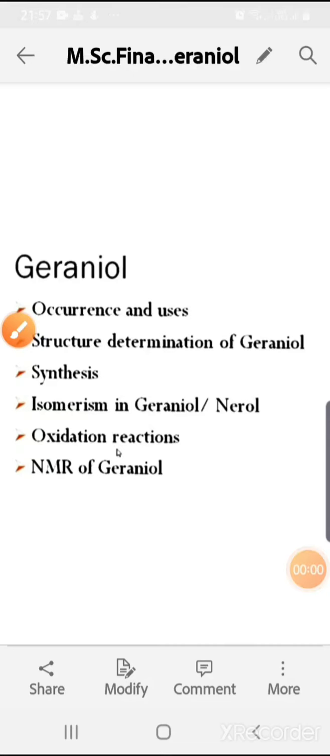Welcome to the third lecture of terpenes and terpenoids. Today we will discuss the chemistry of geraniol. We will touch on the occurrence and uses, structure determination of geraniol, synthesis, isomerism in geraniol, oxidation reactions, and NMR of geraniol.